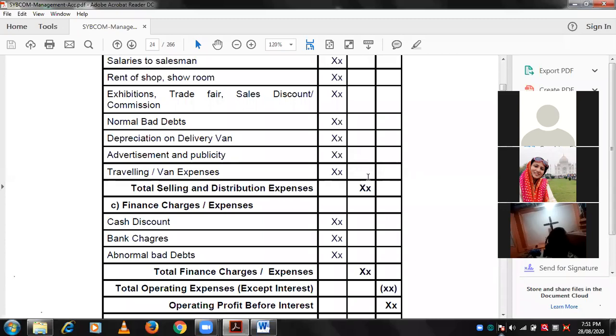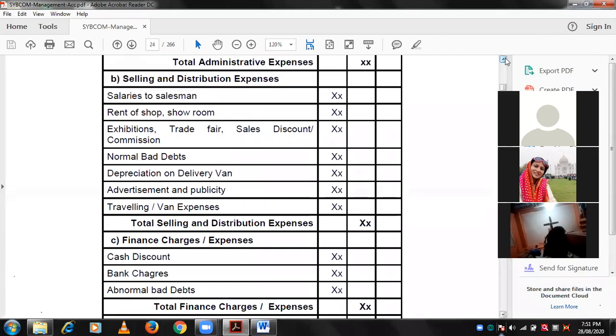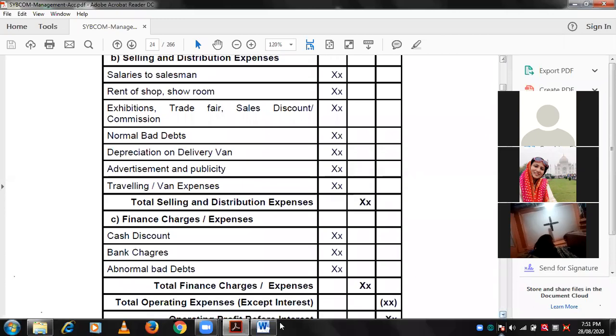So if it is written in your profit and loss account that it is a normal bad debt, then you have to put that amount here under the selling and distribution expenses. Or if it is stated only as bad debts, then you have to put it under selling and distribution expenses. And if it is stated as abnormal bad debts, then you have to write it under the finance charges or expenses head.